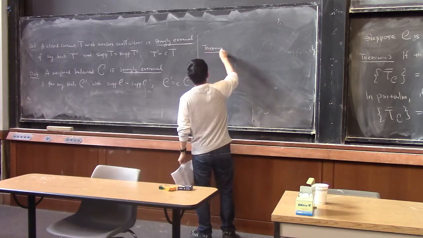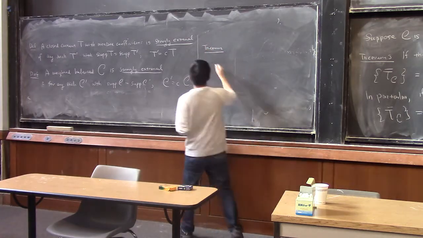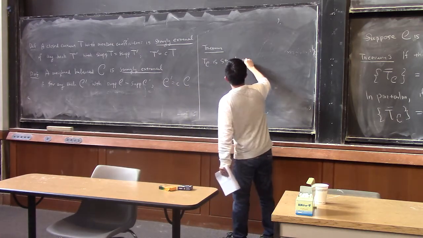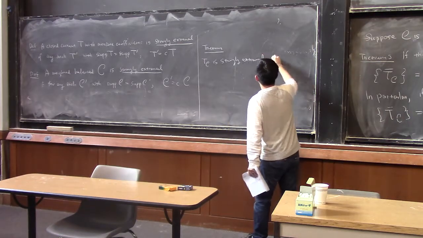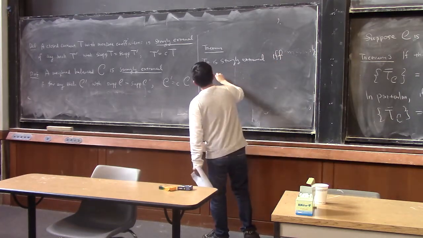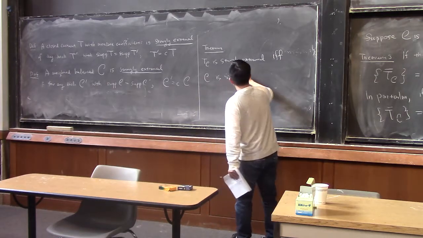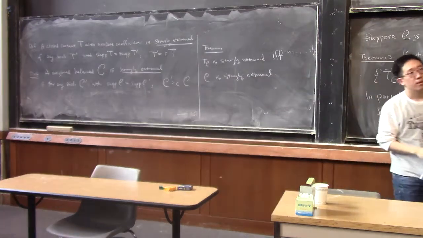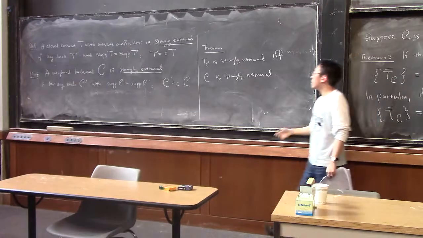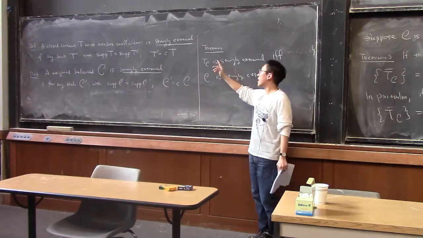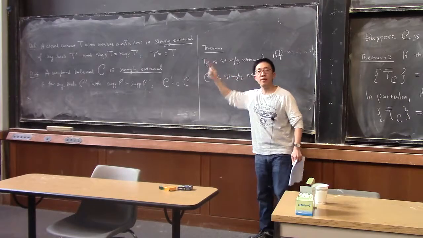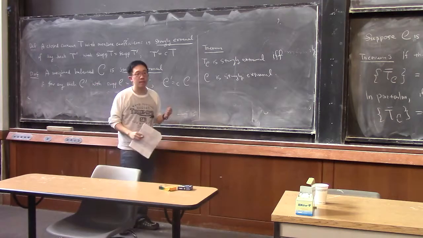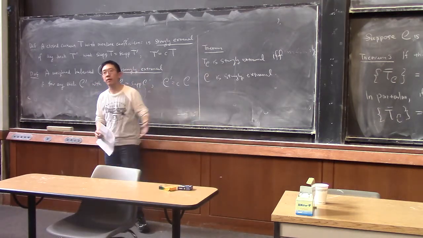And as you expect, the statement in this case with respect to extremality is that Tc is strongly extremal if and only if C is strongly extremal. So this is a useful proposition because it's often very hard to verify that a certain current is extremal in this sense. And for some time, it was even problematic to come up with a single non-trivial example of a strongly extremal current.